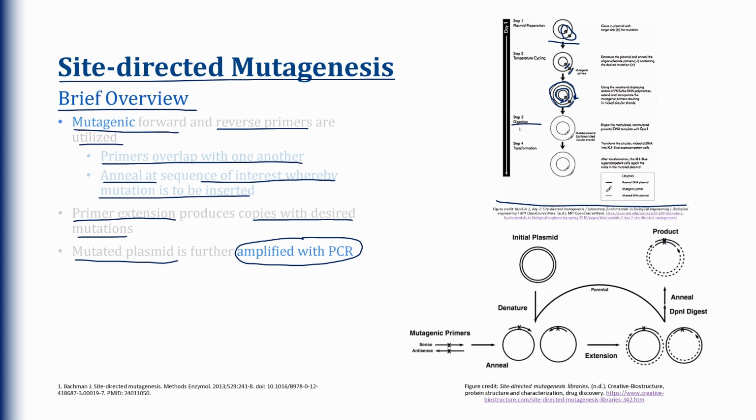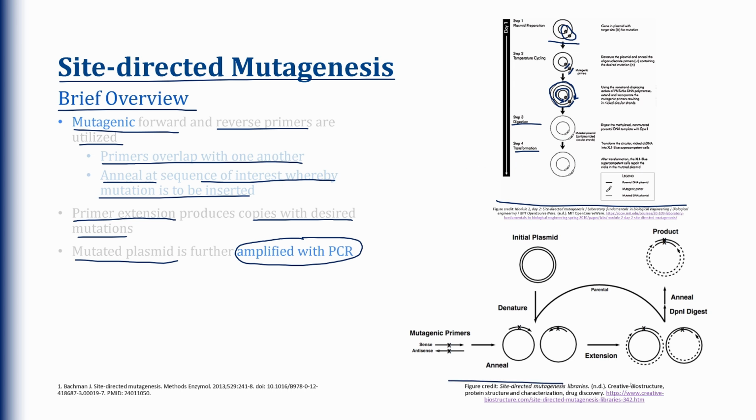You utilize DpnI to perform the digestion. DpnI digests methylated and hemimethylated DNA, so it only digests the parental template strands of the plasmids, not the new daughter strands that have been produced. You can then perform transformation into E. coli, and you can proceed with the next experimental needs.